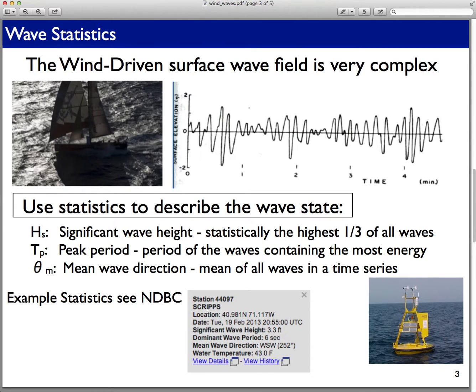Here's a buoy. I just pulled up some statistics, so you can go to NDBC, the National Data Buoy Center, through NOAA, which has links to a lot of the offshore buoys, which have real-time and historical data available. This Scripps buoy, at some instant, probably not this instant here, has a significant wave height of 3.3 feet, a period of 6 seconds. It gives you a wave direction of west-southwest, as well as the water temperature.